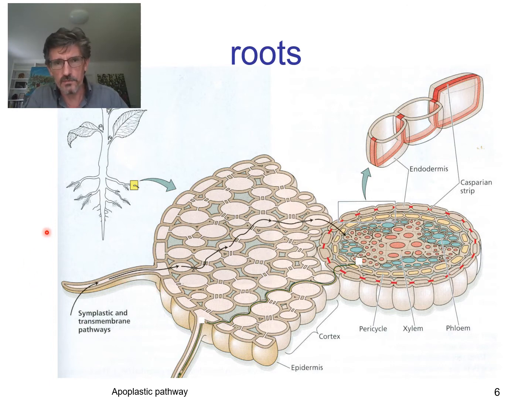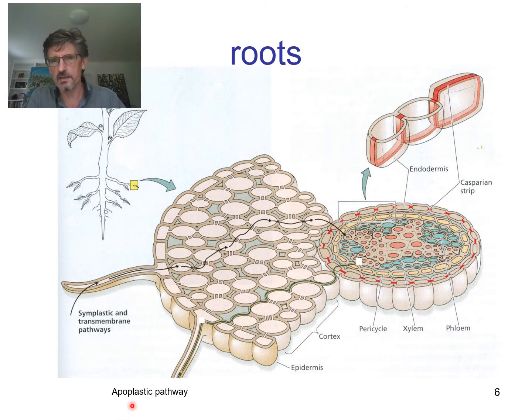Water goes from the soil here, has to enter into this tiny hair of the roots. This is the cross section of the roots, so highly magnified. There are two pathways for water to enter the roots. The symplastic pathway goes and passes directly through the cells, so it has to cross the cell walls. This is a slow pathway. It's not very important for us because it's much slower.